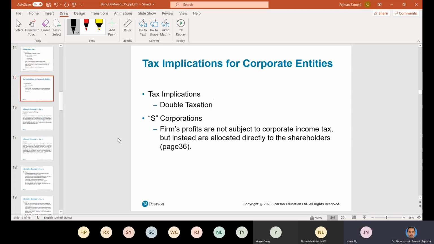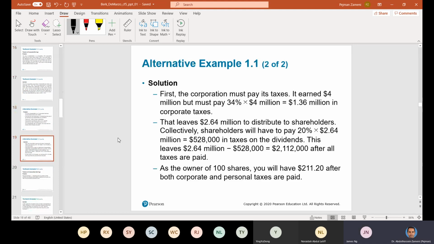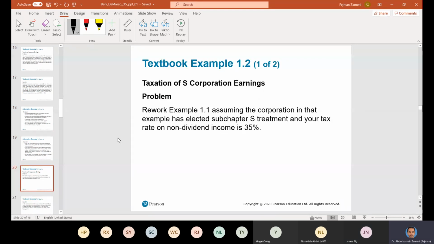The difference is mentioned here. For S corporations, the firm's profits are not subject to corporate income tax, but instead are allocated directly to the shareholders. That's the difference between the S and C corporation tax payment.